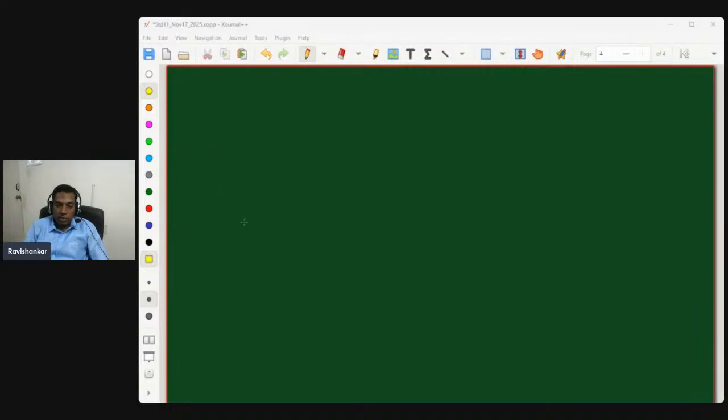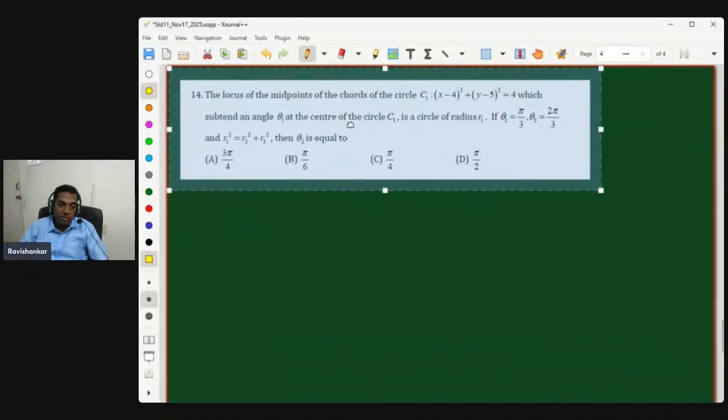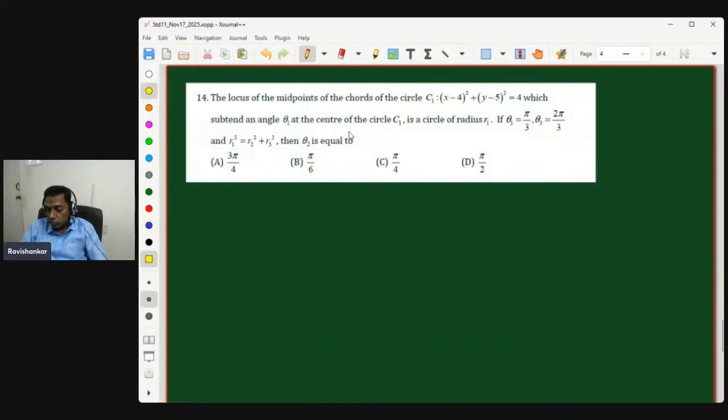Question 13, again we have finished. Question 14 is also about chords, but it's a slightly tricky question, so I'll let you take a shot at it for a couple of minutes, then after that I'll give you a hint.